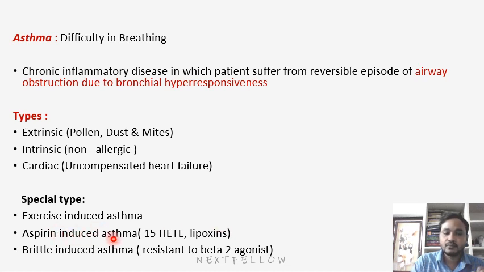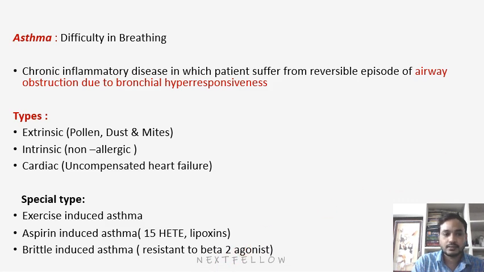Due to aspirin, 5-HETE will be formed. This will be converted into leukotrienes. These will induce bronchial obstruction, and that will induce asthma. Next, brittle asthma is a drug resistant asthma. That drug will be a beta 2 agonist. This is an MCQ recently asked.